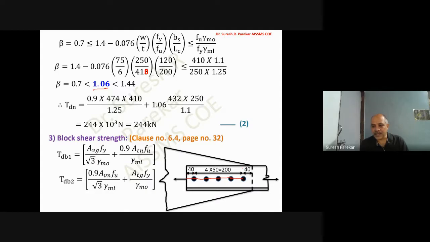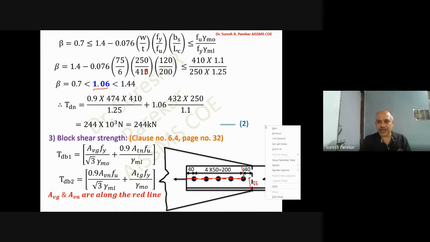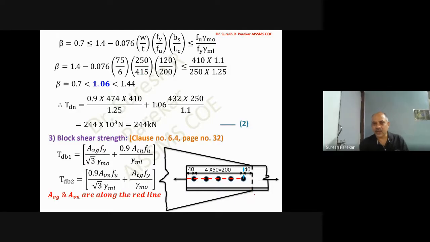And now for ATG, ATN, we have to consider this length. We have considered this length as 55, so the remaining length, which is 45, will be considered for ATG and ATN. So now you can see we have AVG, AVN along the red line, and along the blue line you can see this. So this is for AVG, AVN and ATG, ATN.